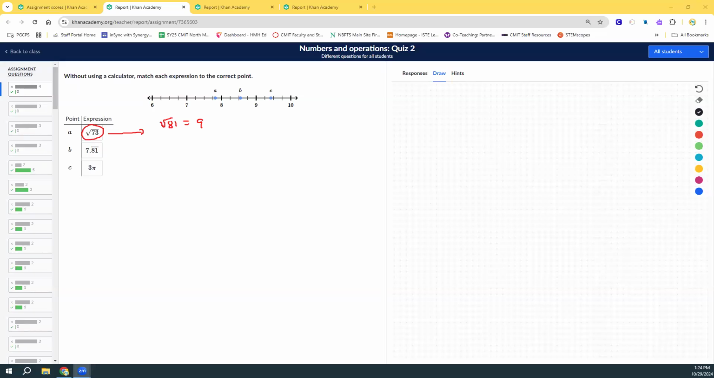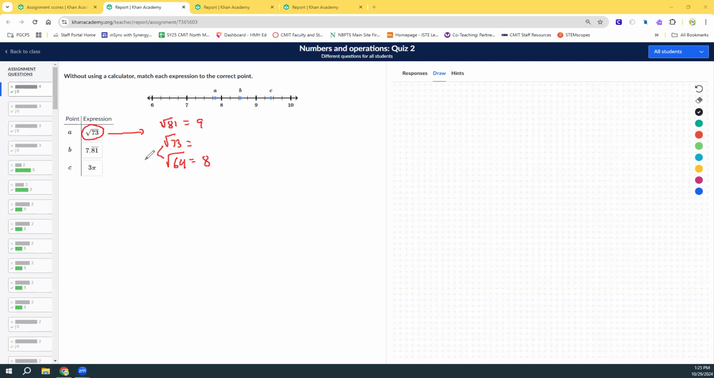So I remember the square root of 81 is 9. The square root of 73: 73 is a lower number than 81. So now I need the lower square root, and that would be 64. And the square root of 64 is 8. So 73 is in between 8 and 9. So let's see how far it is away from each.